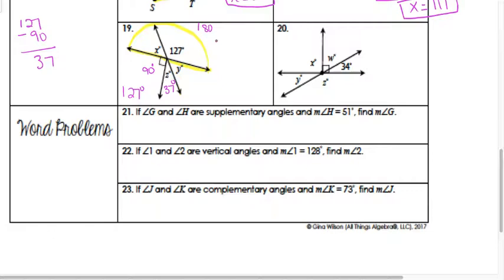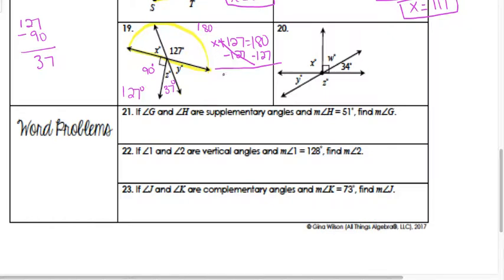Or you could just say x plus 127 equals 180, and then you would just subtract the 127. Why did I do that? Okay. Subtract 127, and you guys forgive me, I'm still learning this little machine, this little Wacom thing.